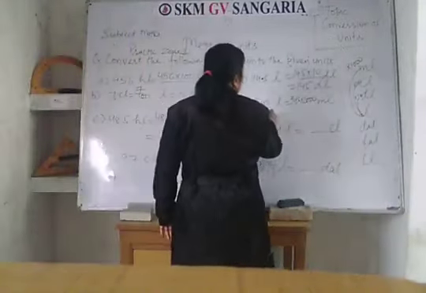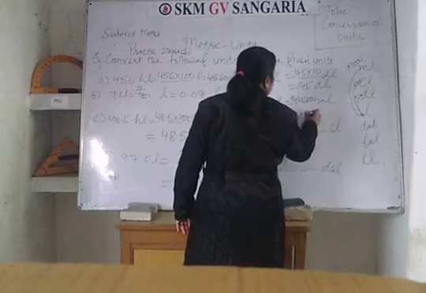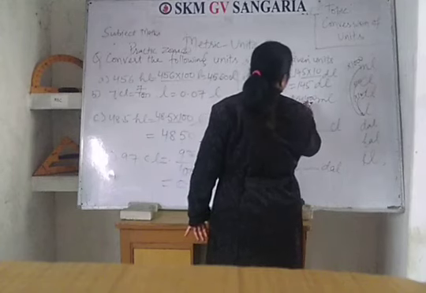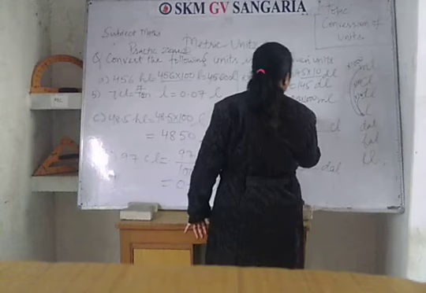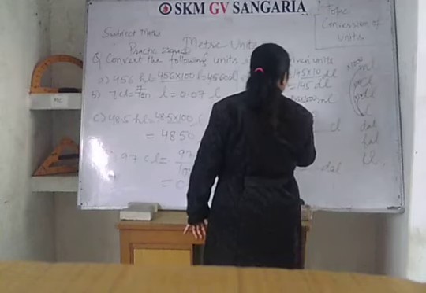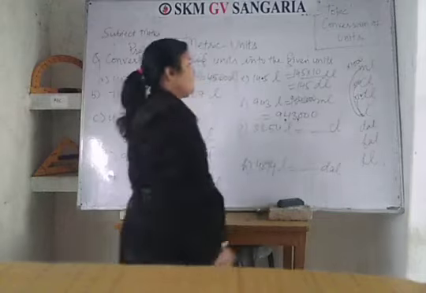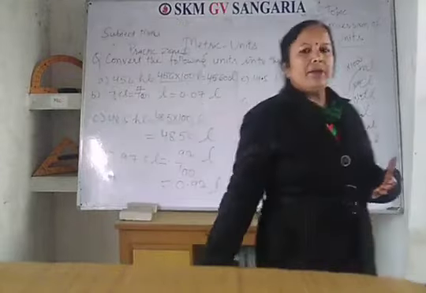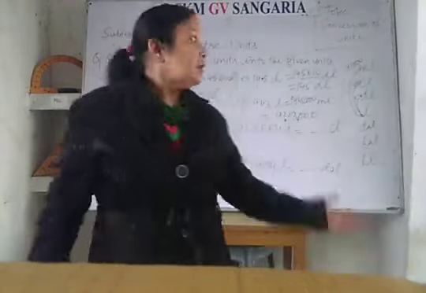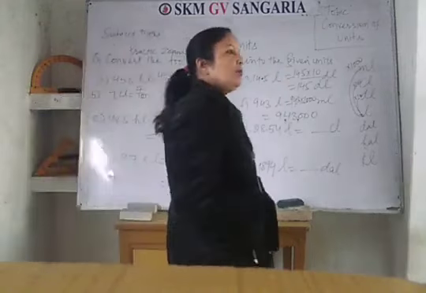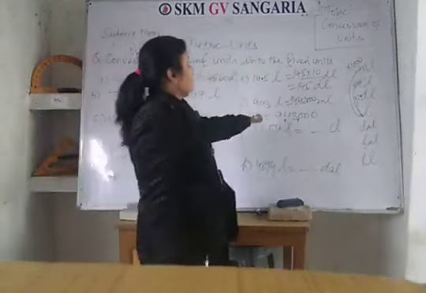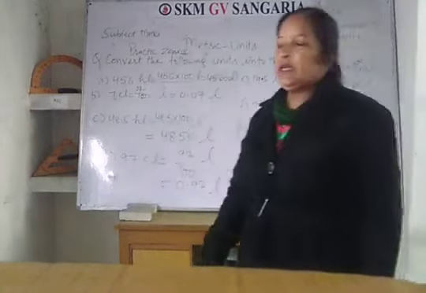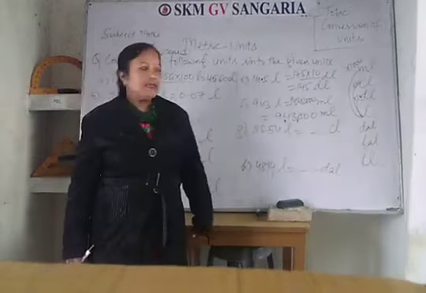So what will you get? 943 liter into 1000 gives 943,000. 943 is multiplied by 1000 and the liters are converted into milliliters. So it is 943,000 milliliters.